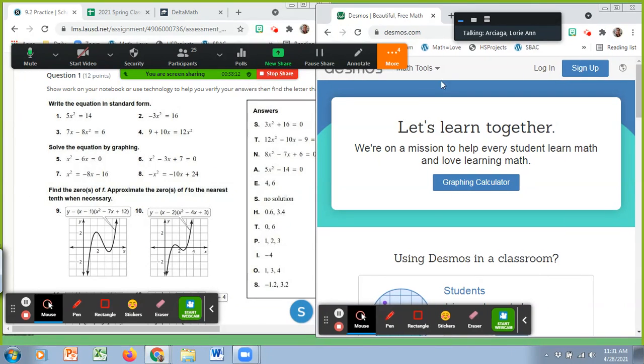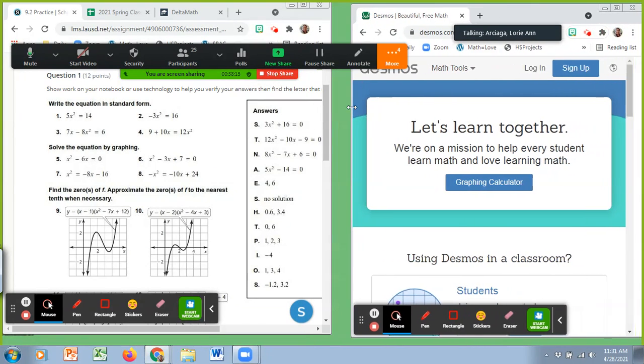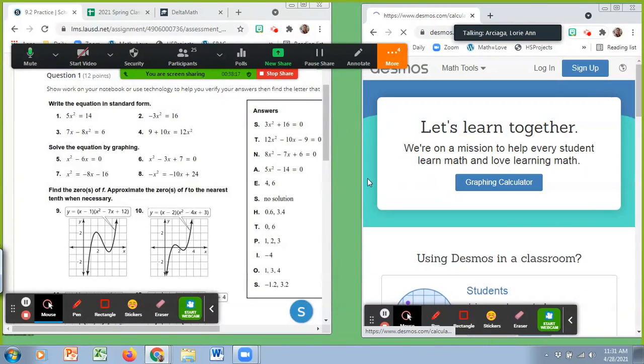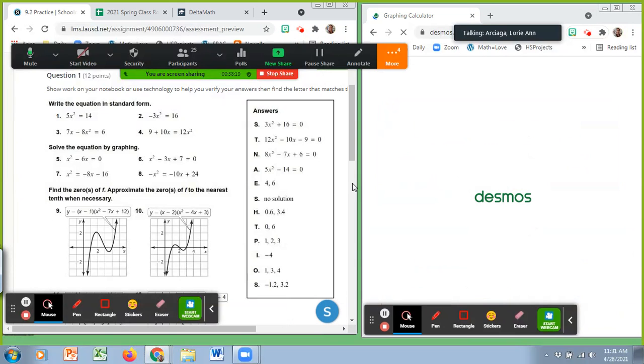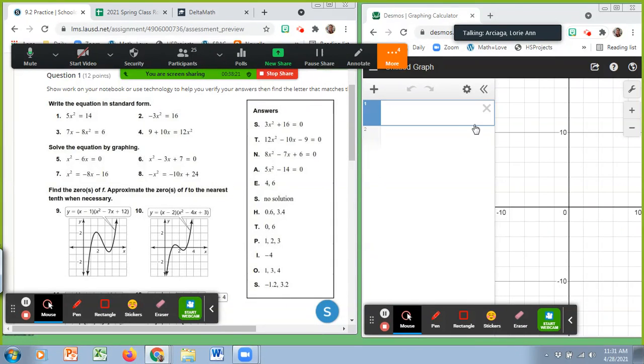Alright, you can also do it on your phone. If you have a smartphone, it's even better if you run Desmos on your smartphone. It's easier to type. That's what I realized. Somebody showed me that. Okay, so we're going to graph these, but when you graph them, you're going to put y equals. Oh, you got the answers already. Okay, x squared minus 6x.